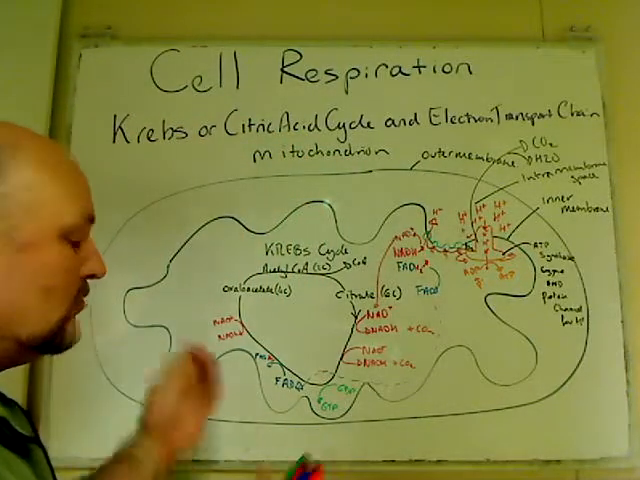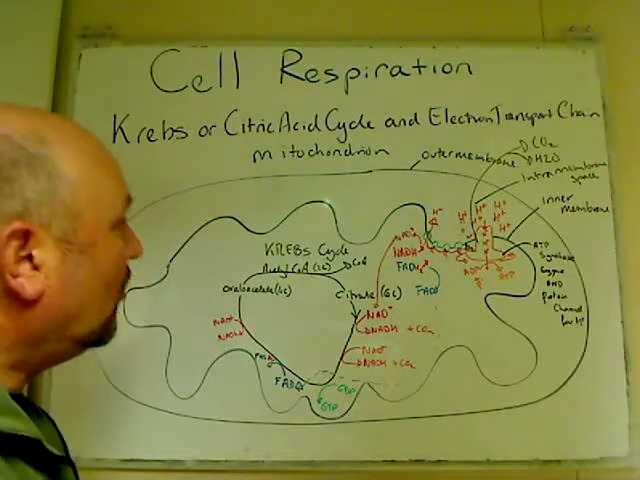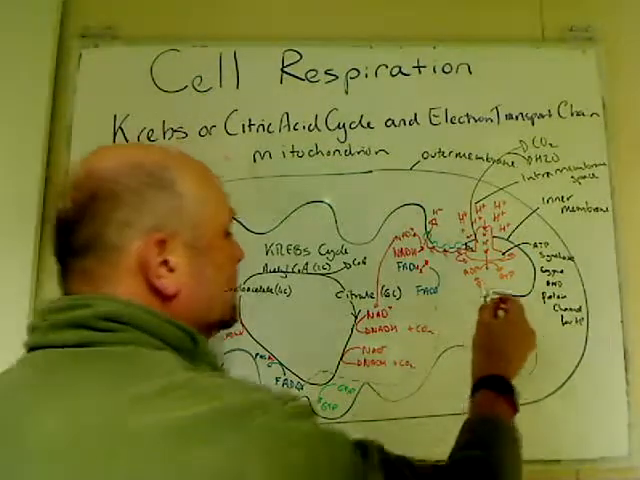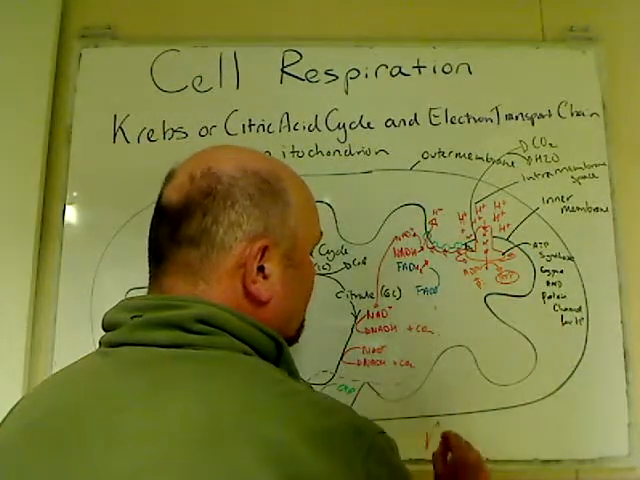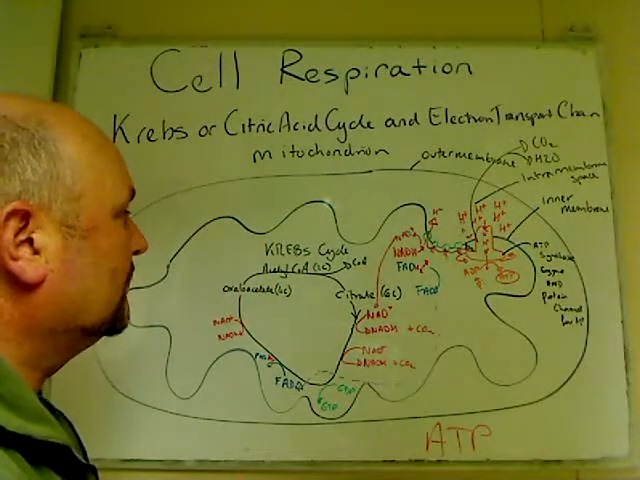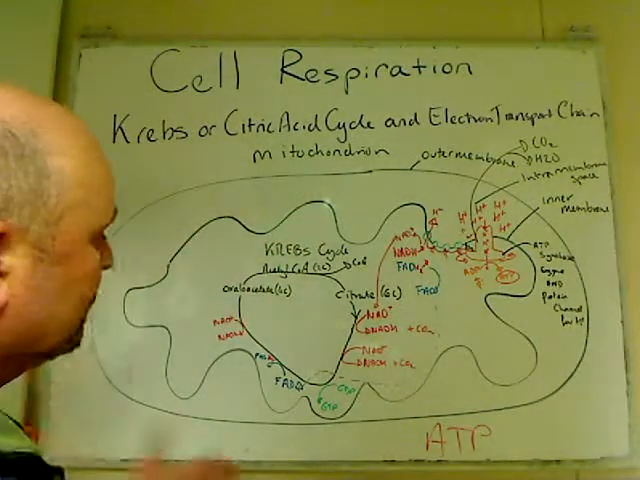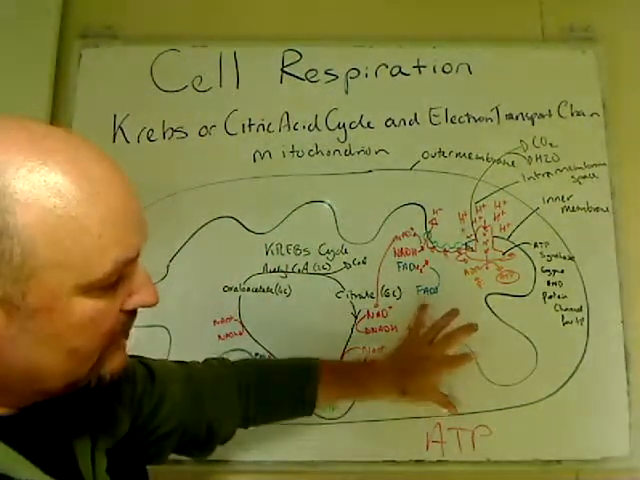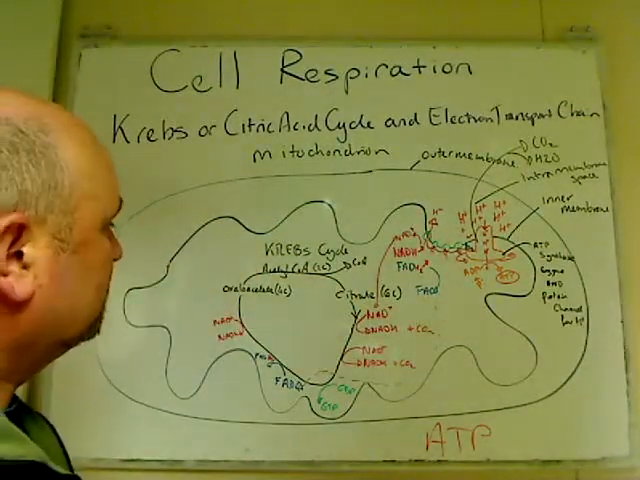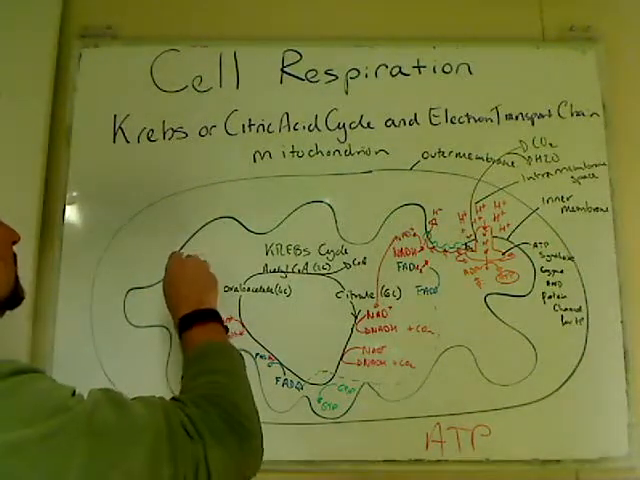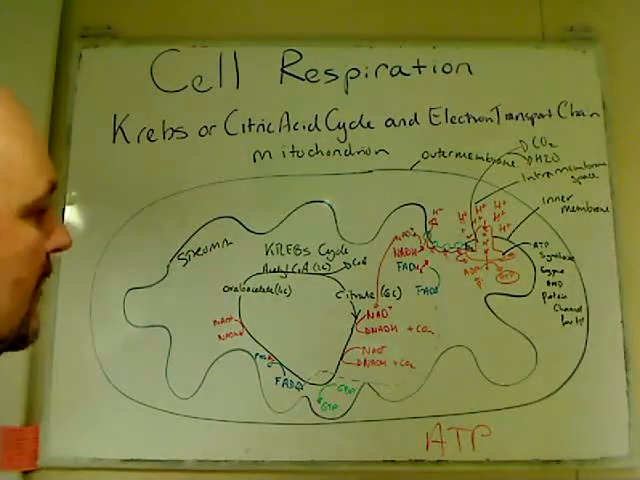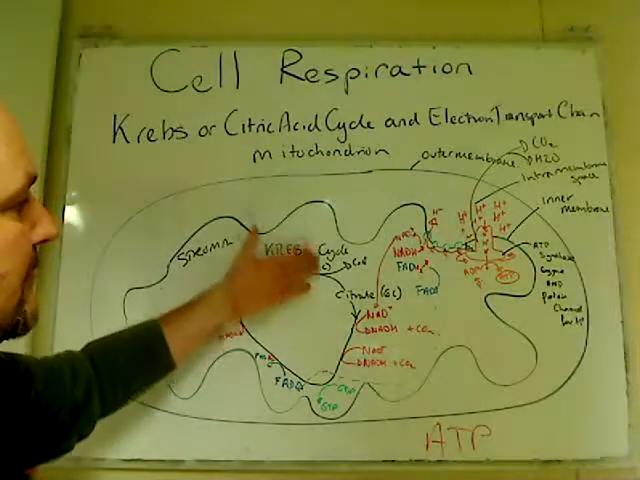So the whole purpose of all of this is to produce this thing here, ATP, energy of the cell. So again, this is our mitochondria. Here's our outer membrane, here's our inner membrane, here's our intermembrane space. This stuff in this area is the stroma, which is liquid. So stroma. And so we'll look at the first phase of the Krebs cycle.